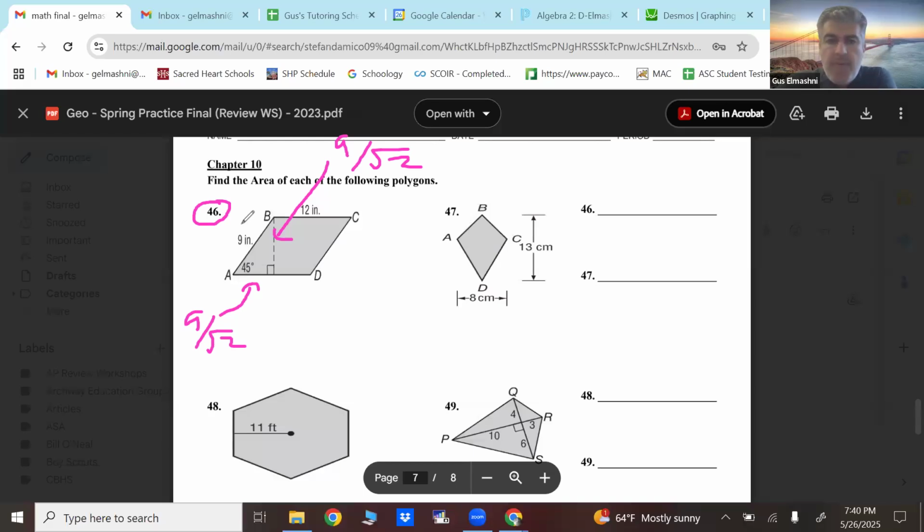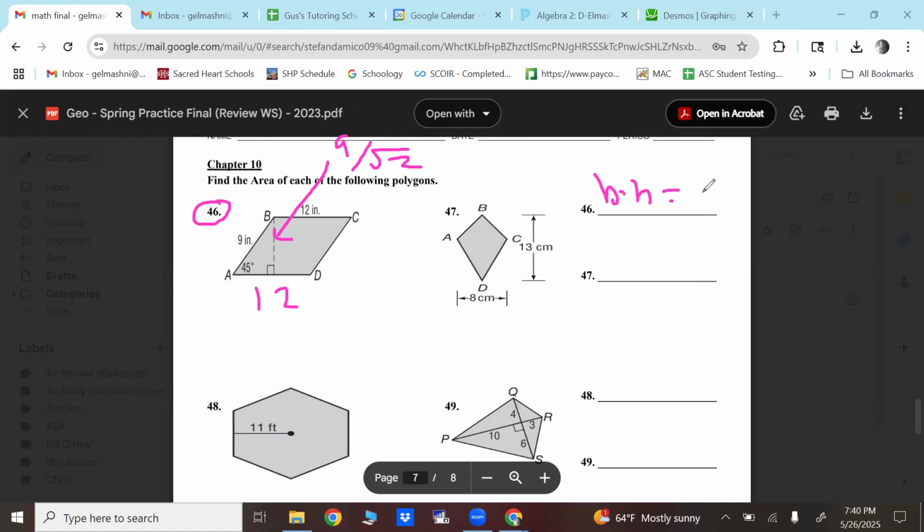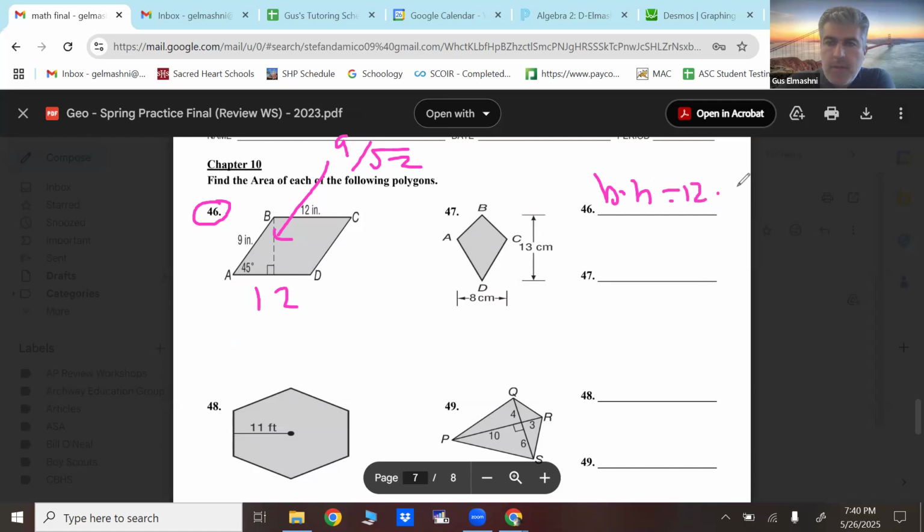So that's using the 45, 45, 90 ratio. So then the height is 9 root 2 and the base is 12. Actually, we don't even need to put that there. That's good enough. And the base is 12. Then your area is going to be base times height, or 12 times 9 root 2, which is 108 root 2.